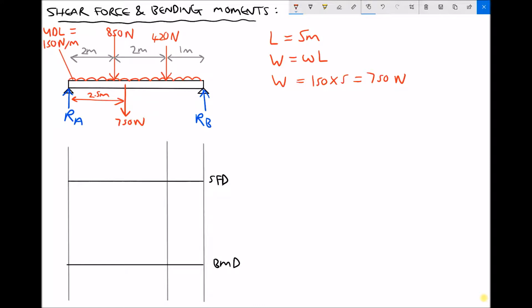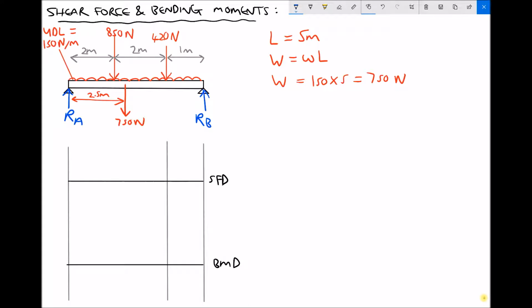Now it's important to point out that I'm going to replace that UDL with an equivalent point load in order to calculate RA and RB, but I'll then have to re-evaluate the UDL when I come to produce my shear force and bending moment diagrams. So I'm going to leave that 750 Newton force on temporarily, and then once we've calculated the support reactions, I'm going to need to remove that in order to produce my shear force and bending moment diagrams. But let's move on and calculate our support reactions at the left and right hand support.